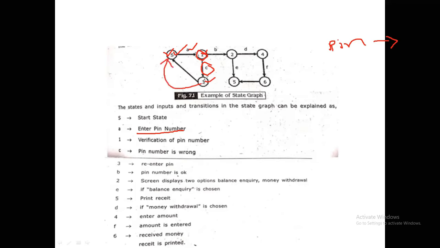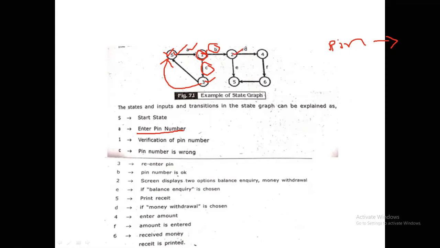Now, there is no input here. Whenever the pin number is wrong, automatically state 3 is changed to the start state. And if the pin is okay, then the state of the system changes from 1 to 2. So 1 to 2.